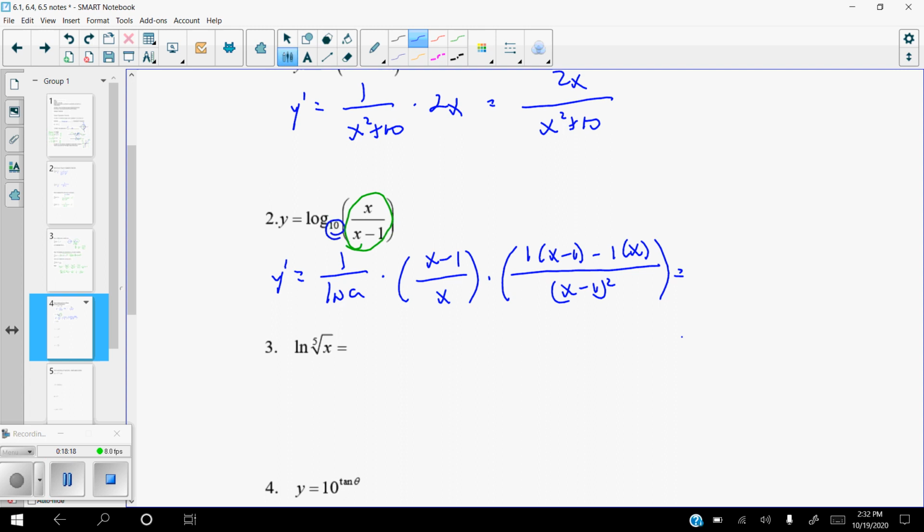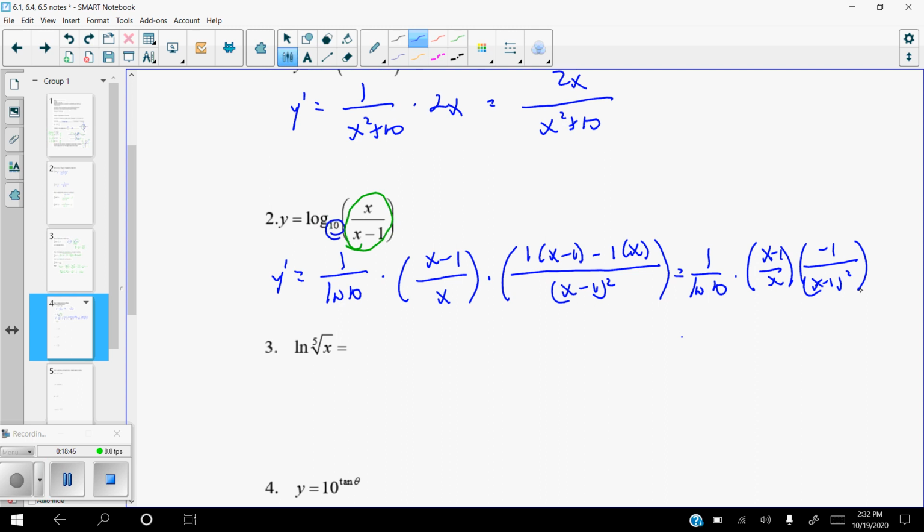So if I want to clean this up just a little bit, I can. It's going to be 1 over, oops, that shouldn't have been ln of a, that should have been ln of 10. ln of 10 times x minus 1 over x times, up here we're going to get an x, a minus x, those are gone. We're going to get a negative 1 over x minus 1 squared.